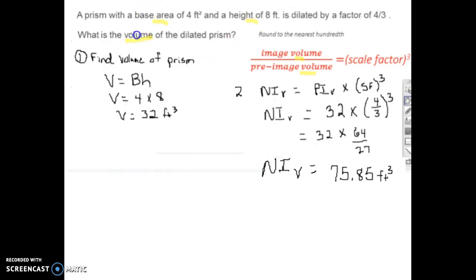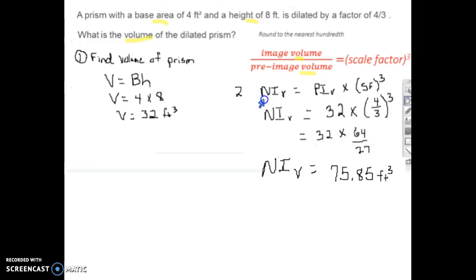The next couple talk about volume. Okay, so they tell you a prism with a base area of 4 feet and a height of 8 is dilated by a factor of 4/3. What is the volume of the dilated prism? Round to the nearest hundredth. Remember, hundredth is 2 decimal places. So first we're going to have to do 2 steps. They didn't give us any of the volumes. So first we have to calculate the volume of the first prism, our pre-image prism. So the volume of the prism, remember, is the area of the base times the height. In this case, the area of the base they give us as 4 times our height of 8. So our volume of the pre-image is 32.